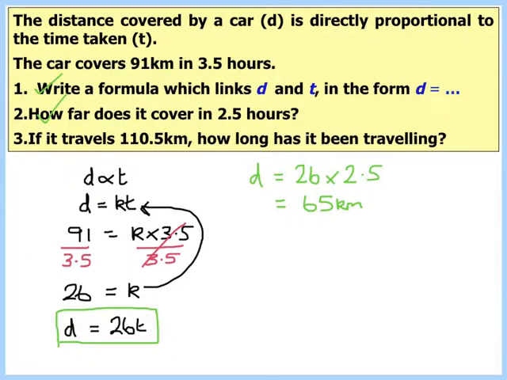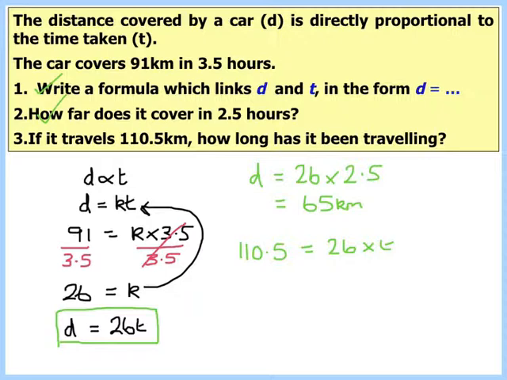And then the final bit at the bottom, if it travels 110.5 kilometres, which this time is giving me a distance, how long has it been travelling? So again, I'm going back to the formula which I've made, and I'm just going to put in this time a distance so I can work out the time. So in goes the distance of 110.5, and that equals 26 times by whatever t is. And that's what I need to work out this time.